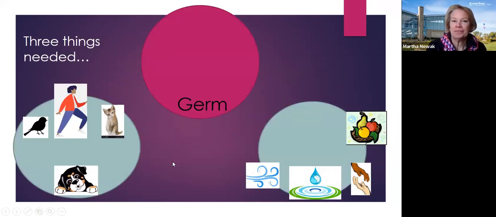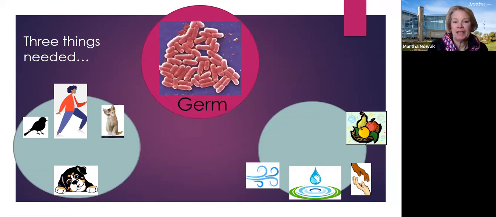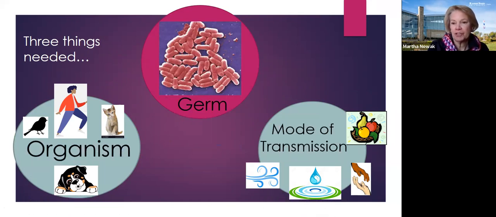So three things are needed to spread disease. One is you need a germ. You need an organism, and you need a mode of transmission. And that mode of transmission may be air, it may be by water, it may be by touch, and it could be foodborne. And the organisms can be different species. Sometimes these germs are very specific, only to dogs or only to people, but sometimes they can cross the line and go from an animal to a person.